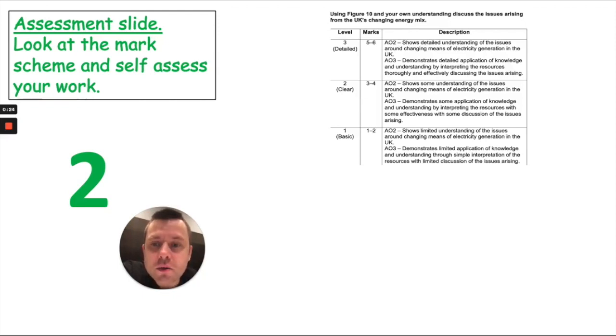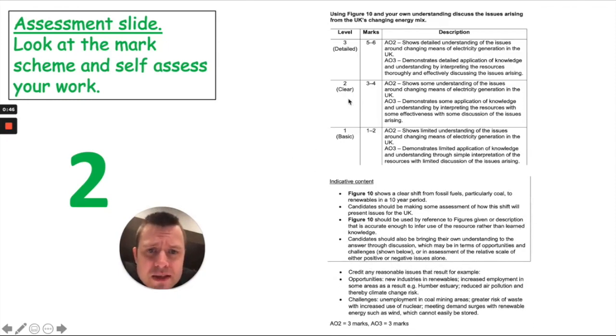So AO2 is your geographical understanding. Can you explain the issues associated with our changing energy mix? And AO3 is applying your knowledge to that graph. So basically interpreting that graph, understanding that graph and applying your knowledge to it. Now, basic, clear, detailed, that's just the quality of your response. So if your response is here, there and everywhere and it doesn't really make sense, but you do use the graph a little bit and you understand that burning fossil fuels is bad, you're probably going to get basic. But we want to aim for clear and detailed.